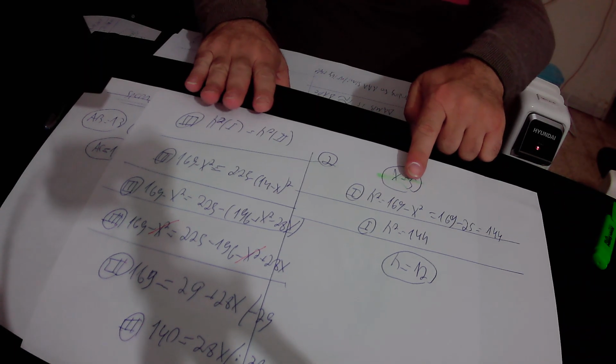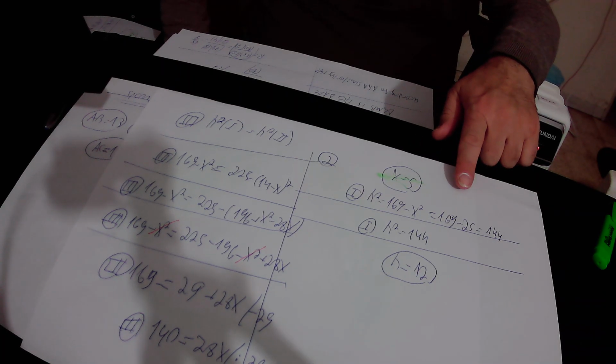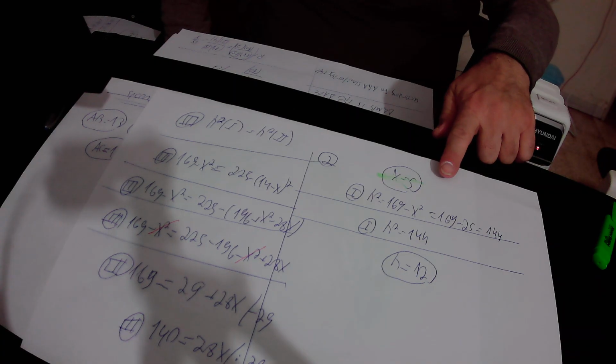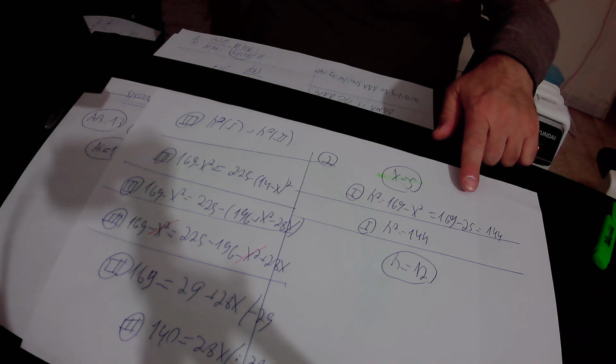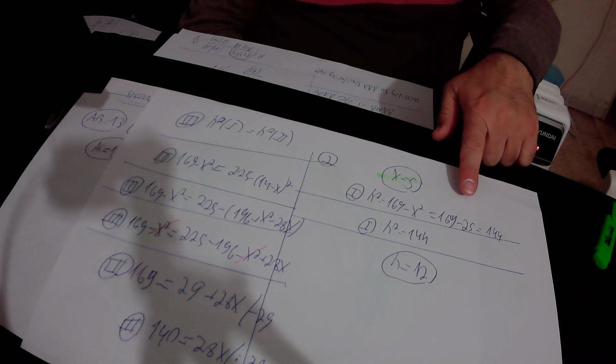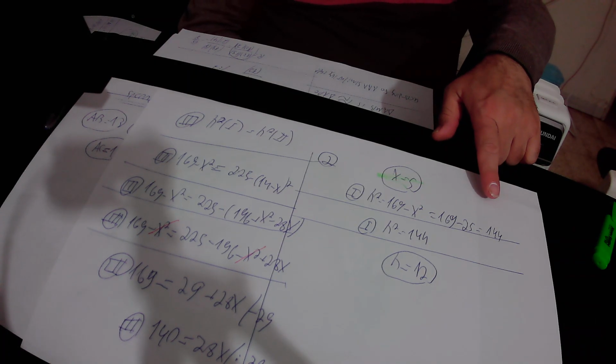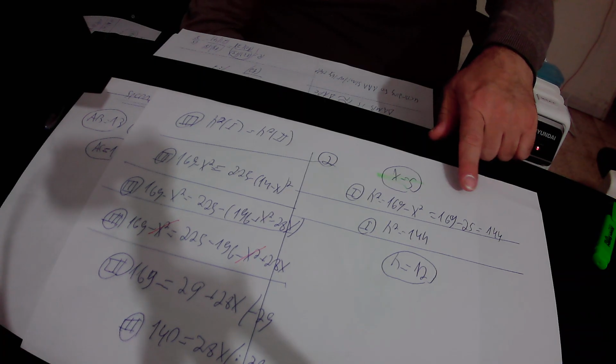h squared equals 169 minus x squared. X is 5, therefore x squared is 5 squared, that is 25. So according to equation number 1, h squared equals 169 minus 25. 169 minus 25 is 144. So in conclusion, according to equation number 1, h squared equals 144.